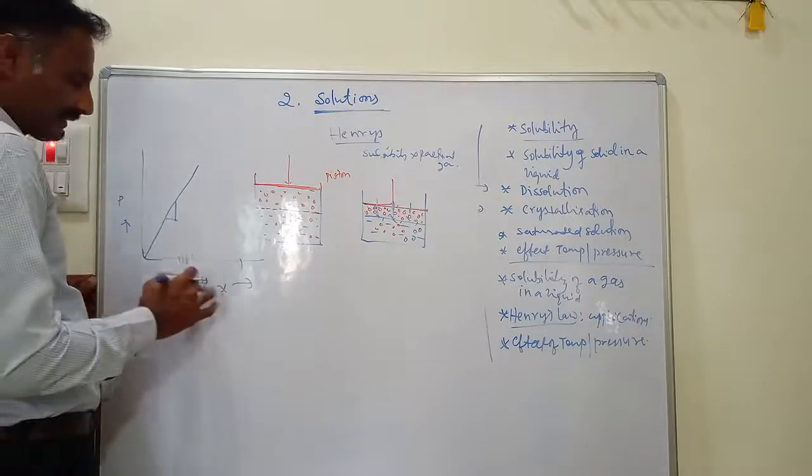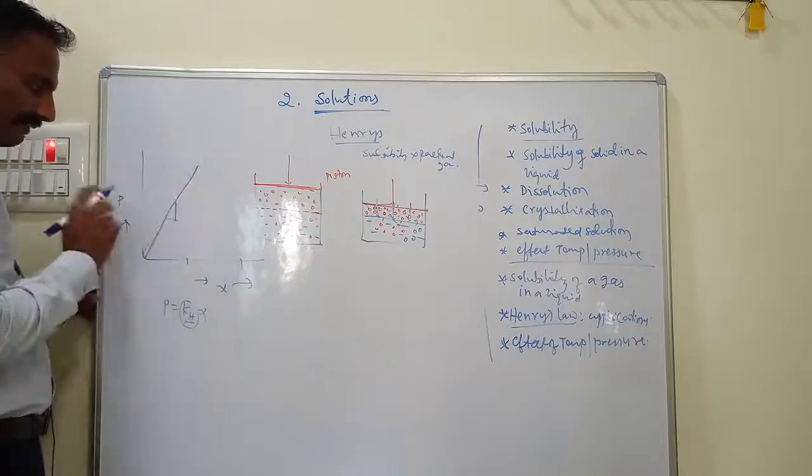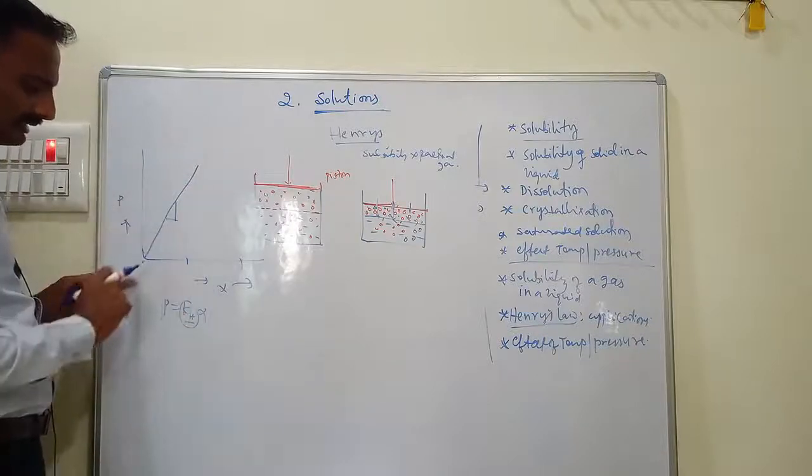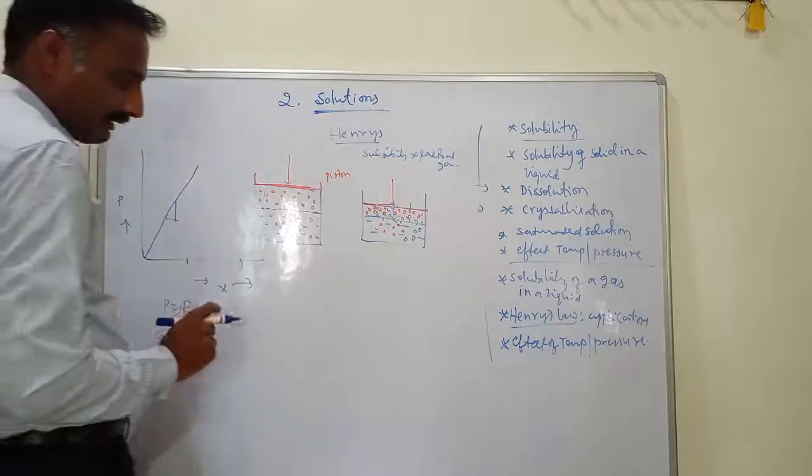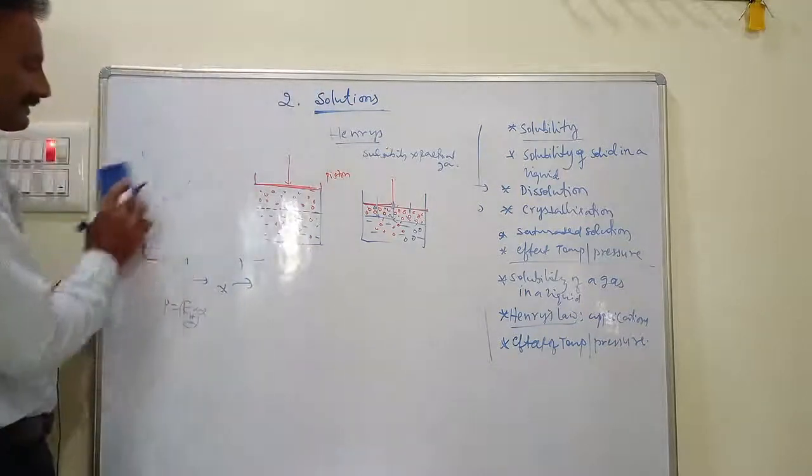This is the mole fraction axis, this is the partial pressure axis. You will get a straight line between mole fraction and partial pressure. The slope of the line is called Henry's law constant. Then after this, what are the applications of Henry's law?